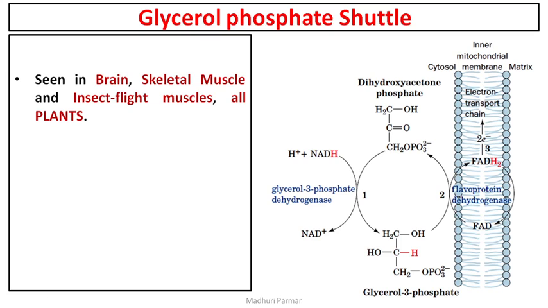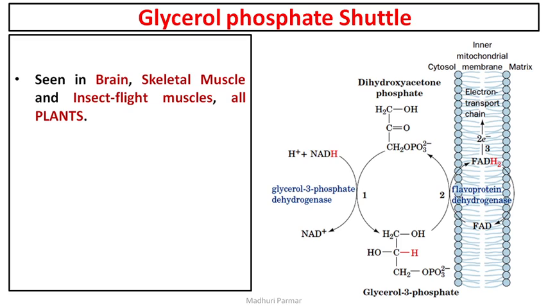This is known as glycerol phosphate shuttle. Now this is a little simpler compared to the previous shuttle. Let us study it. It is seen in the brain, in the skeletal muscle, insect flight muscle, and in all plants. So if somebody talks about plants, glycerol phosphate shuttle is seen in all plants. In case of animals, in your brain tissue, in your skeletal muscles or striated muscles or voluntary muscle, whatever you want to call it. So in these muscles, then in insect flight muscle.